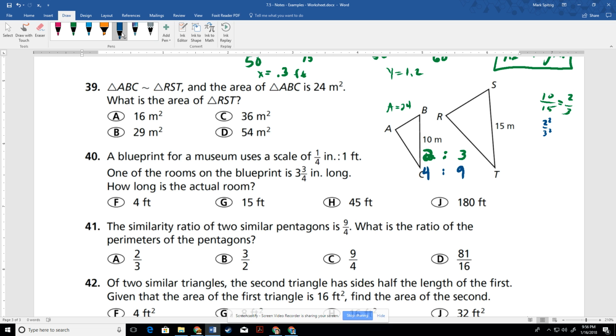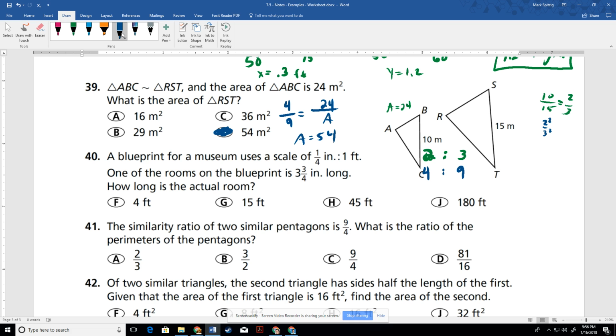So the ratio of the areas from the small one to the big one is going to be 4/9. ABC is the small one, so it's 24. I'm just matching up the tops because they're both the smaller ones, and we're trying to find the area of this larger one. So in this case, 9 over 4 times 24, which gives 54 square meters, which is here. So the area would be 54.